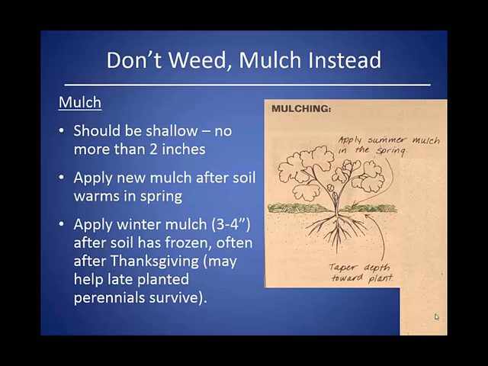It's better to mulch in a donut rather than a volcano. Giving some space between the plant stems and the mulch is a good thing. You can see it there. They've left a little space right there, so it's not right up against the plant.